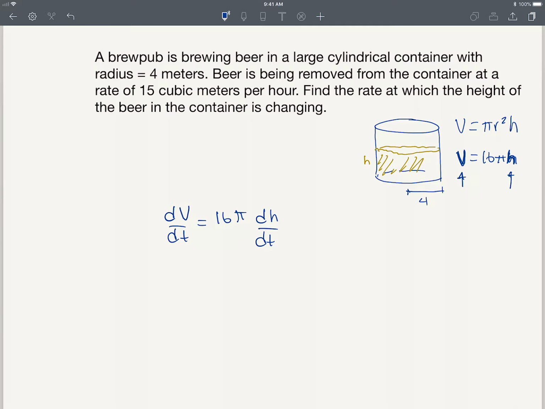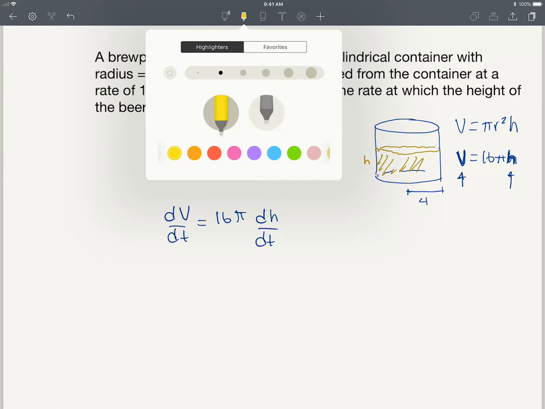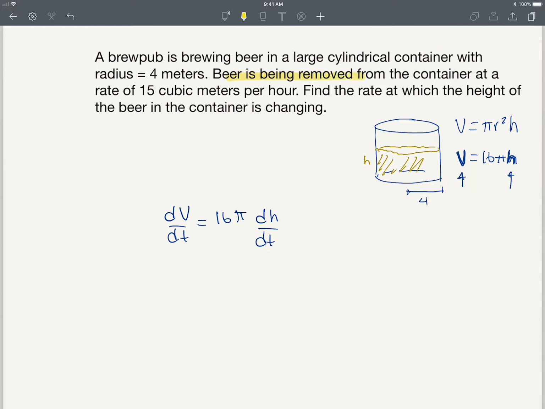Taking the derivative with respect to time gives the rate at which the height of beer in the container is changing. We know from the problem up here, it tells us beer is removed from the container at a rate of 15 cubic meters. These 15 cubic meters is dV/dt. In fact, it's negative 15, because it's getting removed. So the rate of change of the volume is negative 15 cubic meters per hour, if you want to put the units there. I'm not going to write them. So in this case, you get negative 15 equals 16 pi dh/dt.